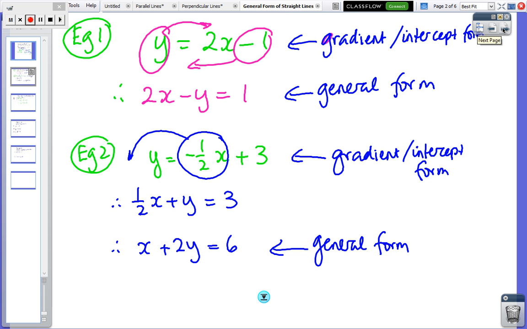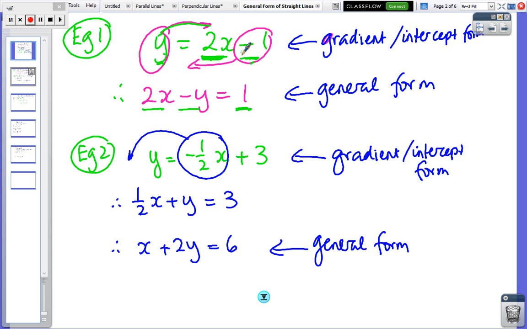We've got an example y equals 2x minus 1, which is in gradient intercept form. x has to be positive, so we're not going to move the x. We're going to move the y across to where the x is, and then move the number back. So 2x is still 2x, plus y becomes minus y, and minus 1 becomes plus 1. Because we're moving them, we have to change the sign. So that's the same equation.